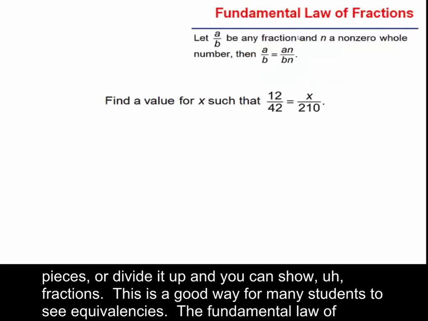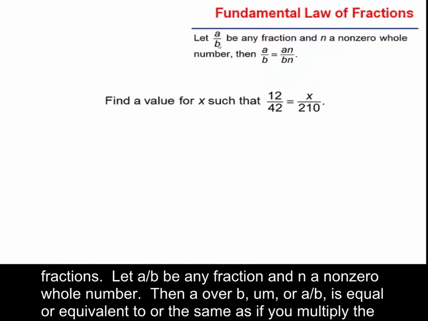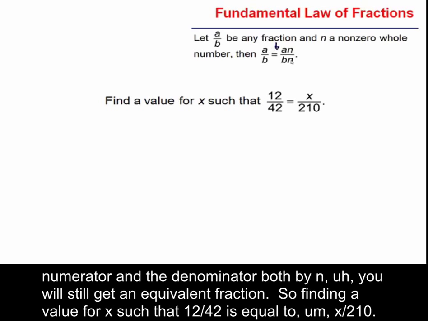The fundamental law of fractions. Let a over b be any fraction and n a non-zero whole number. Then a over b is equivalent to, or the same as, a times n over b times n. If you multiply the numerator and the denominator both by n, you will still get an equivalent fraction.